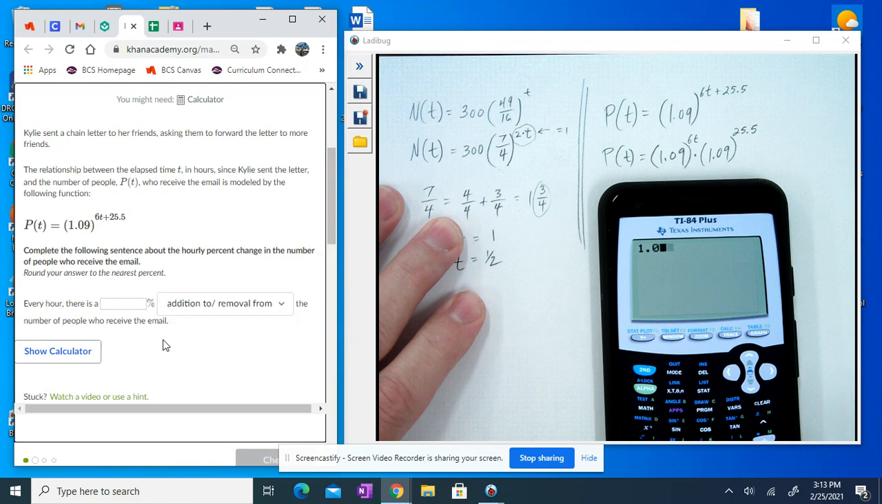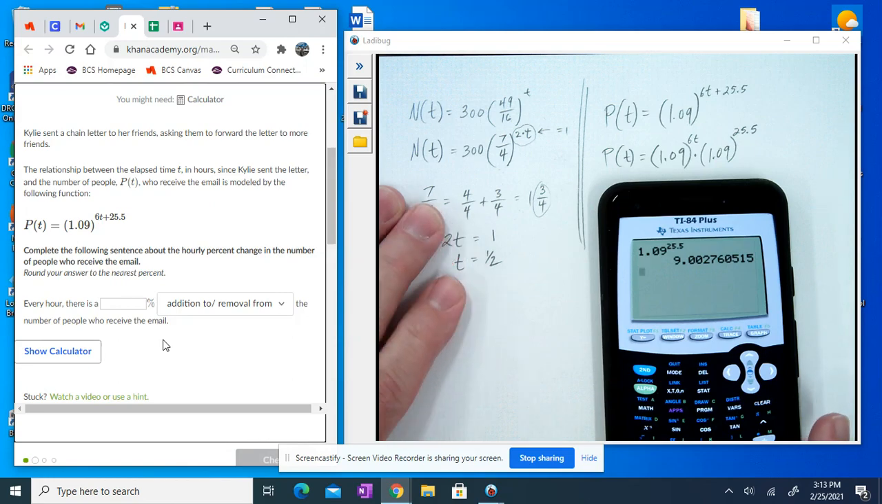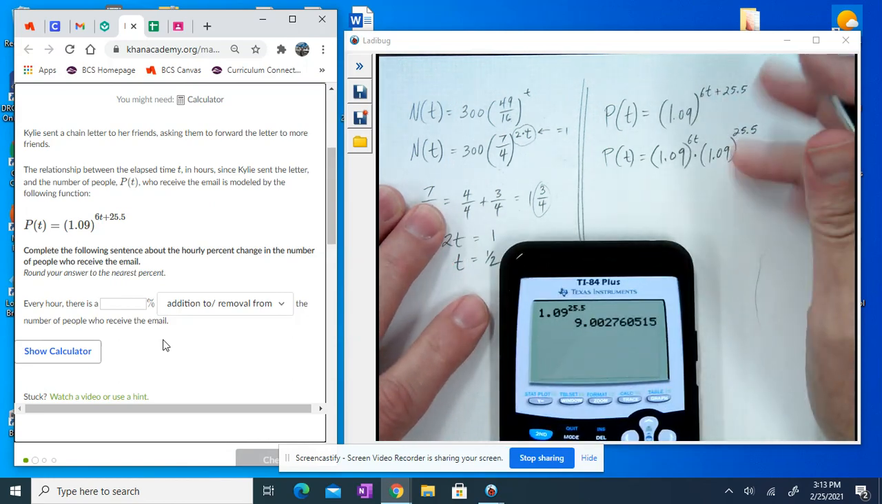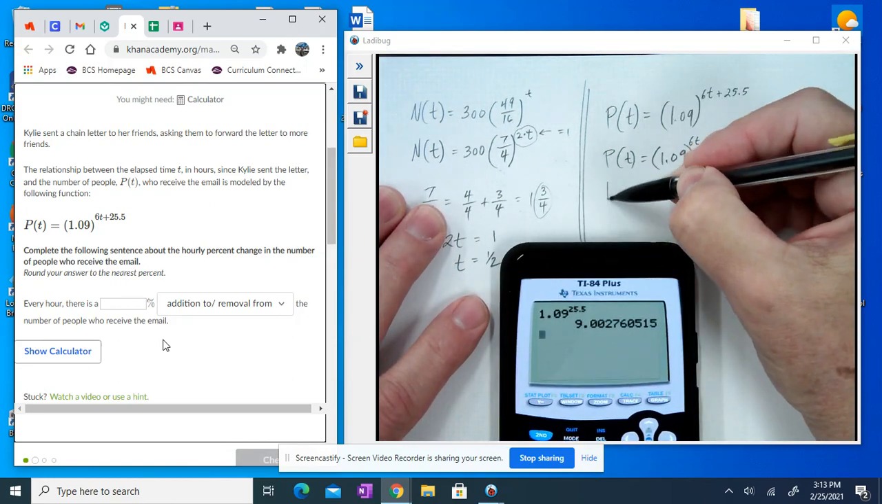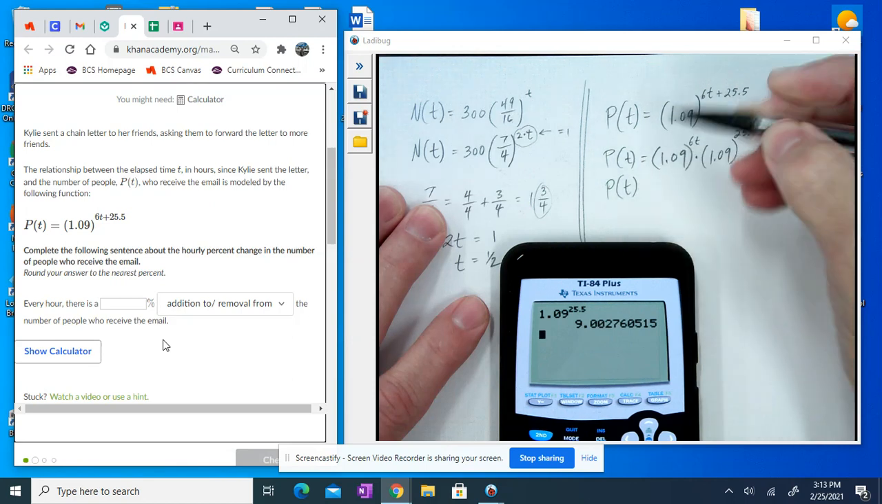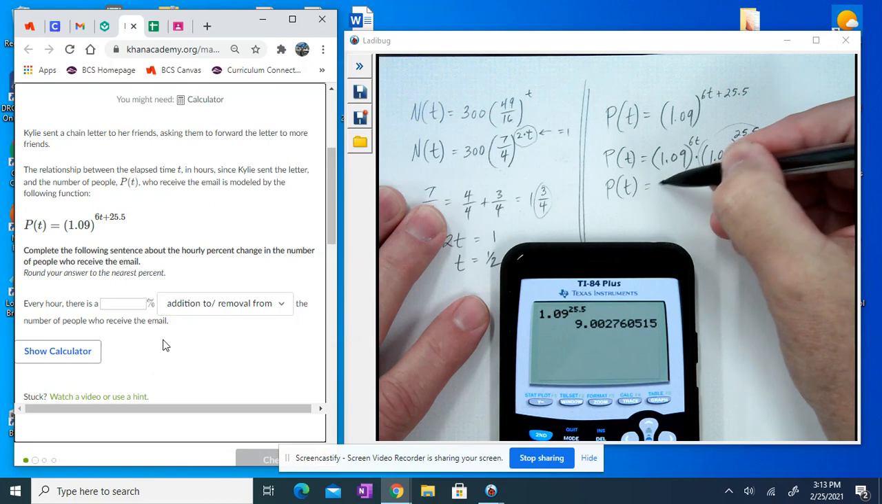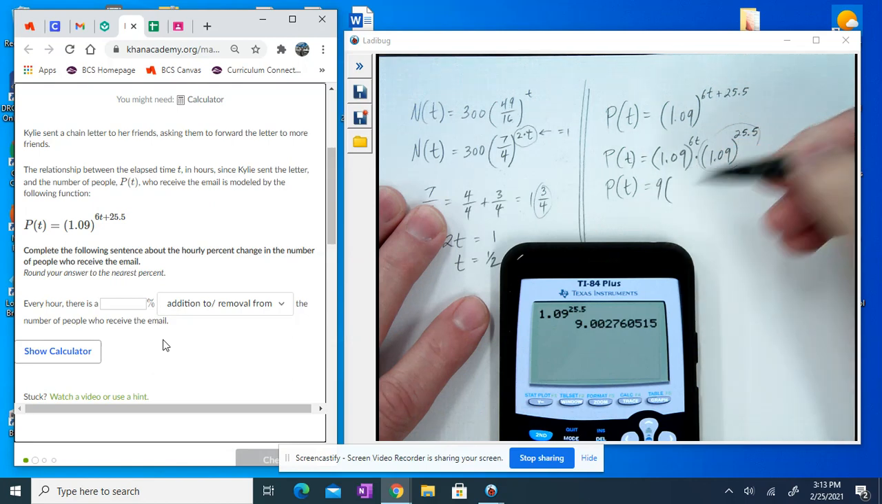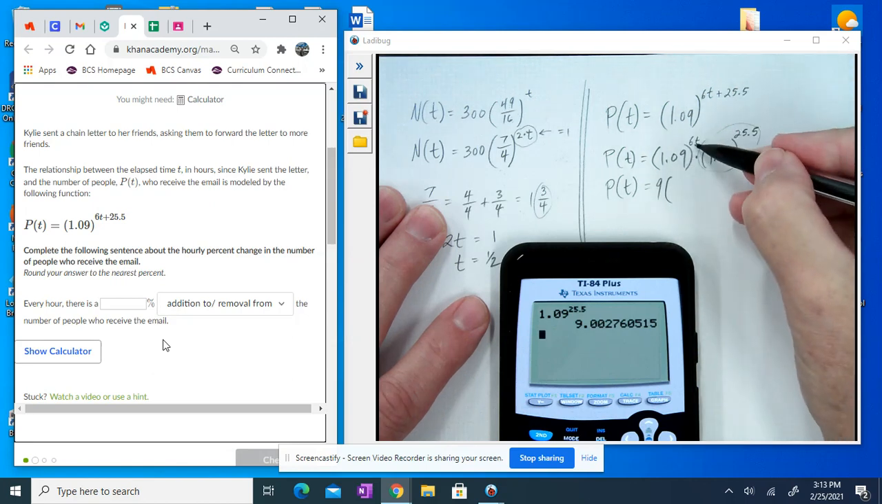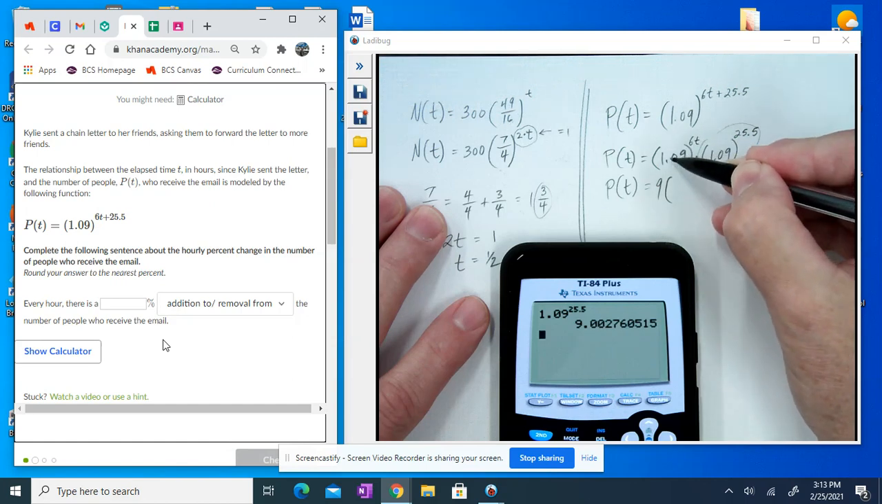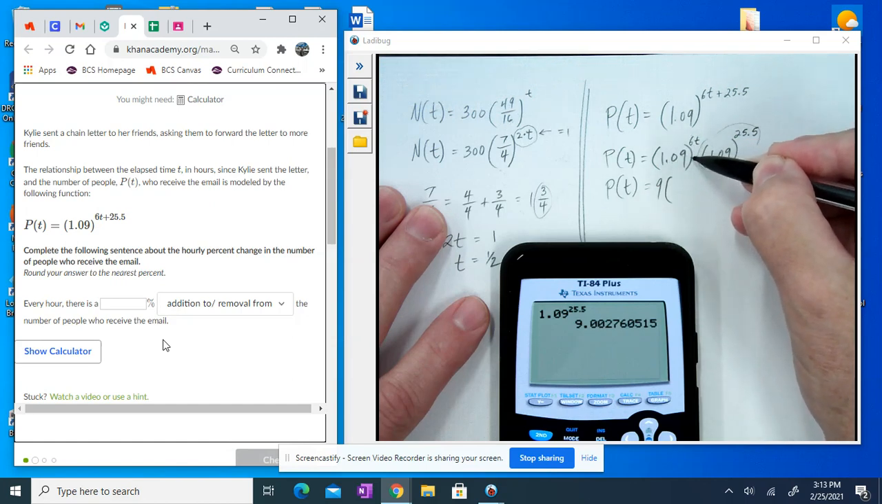1.09 raised to the 25.5 is really 9. So I'm going to write that first here. So I'm going to do P of t equals this, all of this is just 9 times. Now what I want is that just to be a t. So I'm going to go ahead and raise 1.09 to the 6th power.